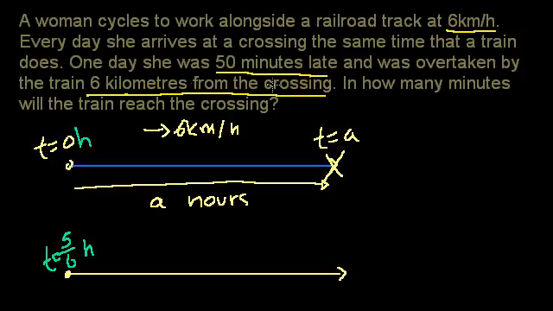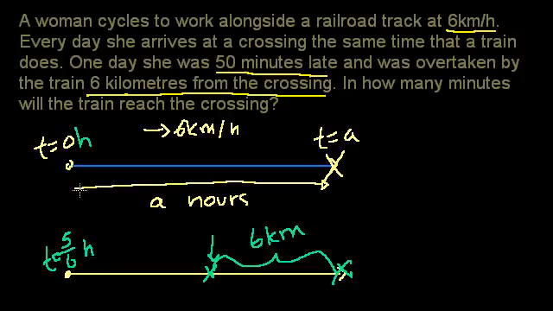And let's see, it says that she was overtaken by the train 6 kilometers from the crossing. So she was overtaken by the train, I don't know, someplace over here. And this distance, right here, this is where the crossing is. This is 6 kilometers. And how many minutes will the train reach the crossing? So if we can figure out this time, we know that the train reaches the crossing at t is equal to a. So if we know this time, we could just find the difference between these two times, and we would have solved the problem.